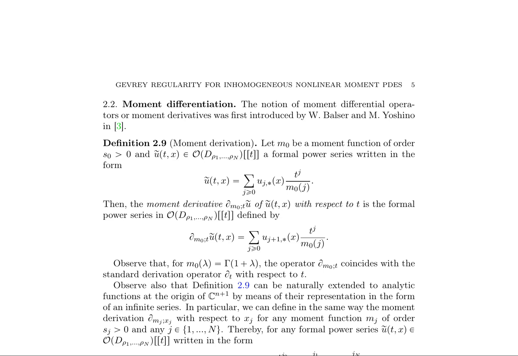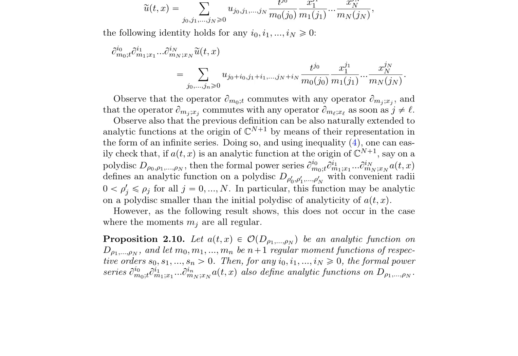This definition can be extended to analytic functions at the origin of C^(n+1) through their representation as infinite series. The operators ∂m0,t and ∂mj,xj commute with each other, and ∂mj,xj commutes with ∂ml,xl for j not equal to l.